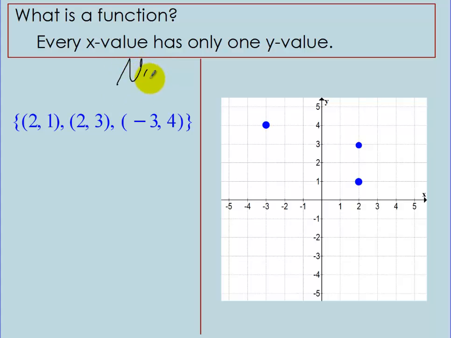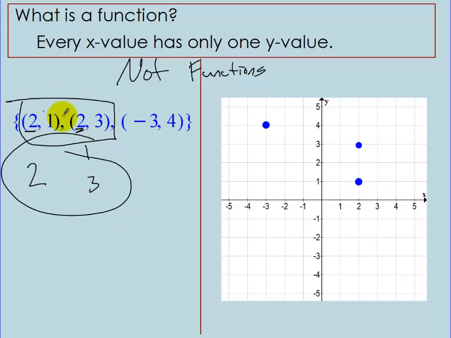So these 2 are not functions. How do we know these are not functions? Well, in the first case with these 3 points, I am repeating x values: 2, 1, and 2, 3. It's the same x value, 2, but it has 2 different y values. It can go to 1 or it can go to 3. That's why it's not a function.